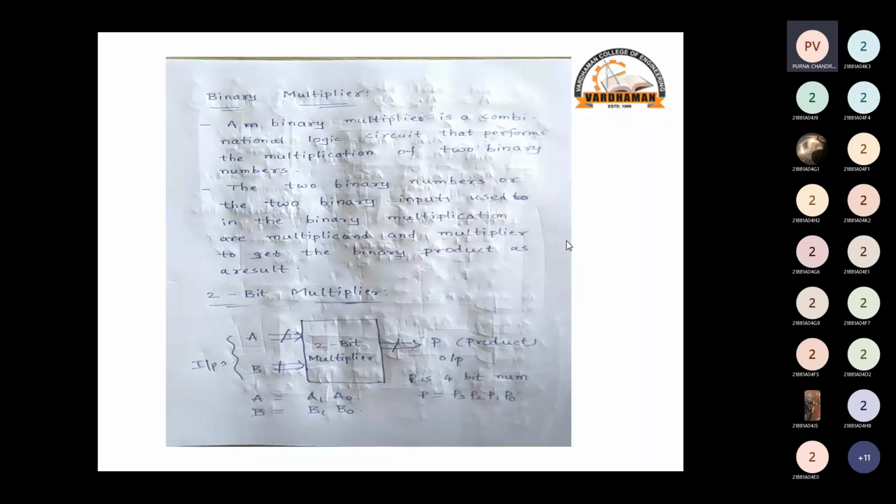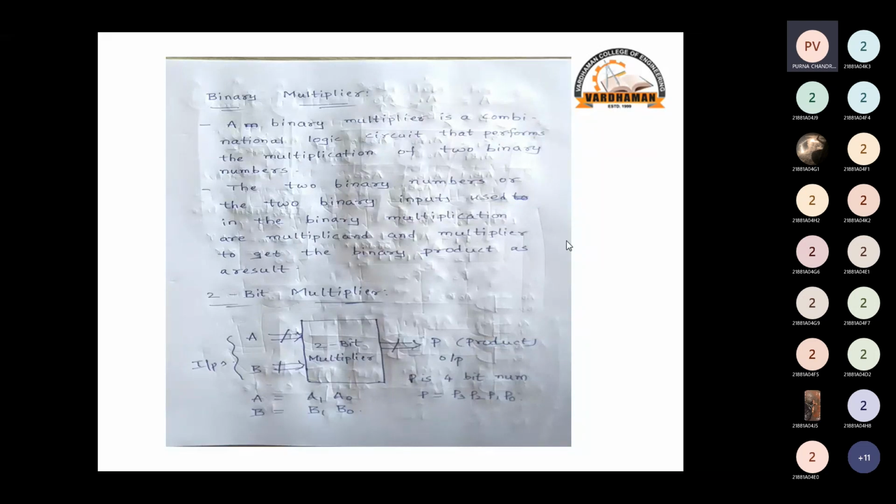In mathematics, when we are multiplying two numbers, one number is known as the multiplicand, the other one is known as the multiplier. Similarly, for binary numbers also, one binary number is known as the multiplicand, the other as the multiplier. A binary multiplier is also a combinational logic circuit which performs the multiplication of two binary numbers. In this we will study 2-bit multiplier and 3-bit multiplier.